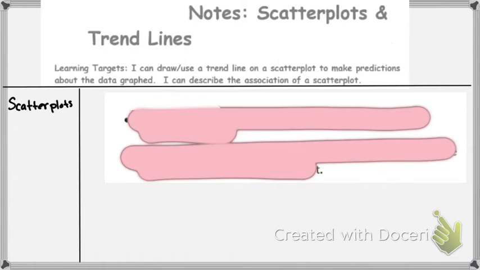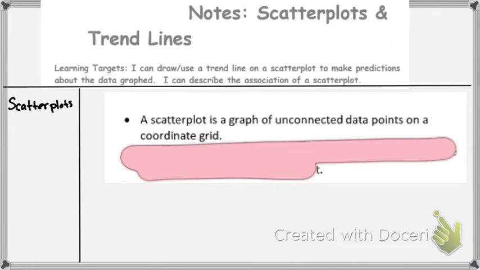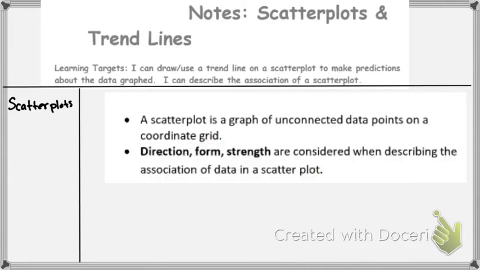First, a scatterplot is a graph that has points on a coordinate grid. It's just what it sounds like: a graph with a lot of scattered plots or coordinate points. There are three ways we can describe the association in a scatterplot: direction, form, and strength. Today we're going to talk about direction and strength. Later we're going to talk about the form.